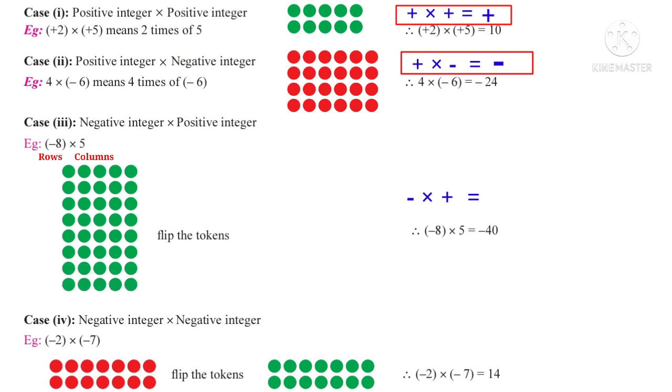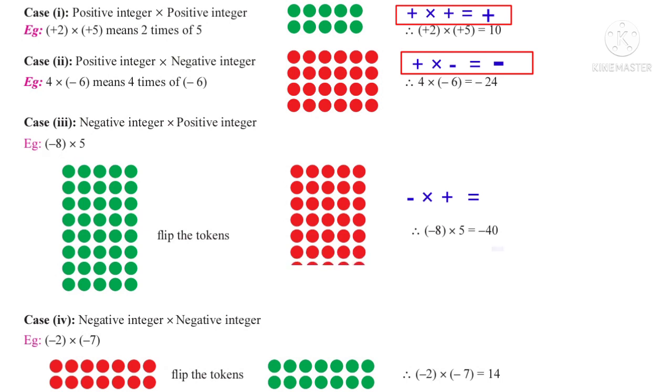And observe that the first integer, minus 8, is a negative integer. So flip all the tokens. That is, the tokens are turned into red. Now count the tokens. There are 40, and red indicates negative. So minus 40. So minus into plus is minus.